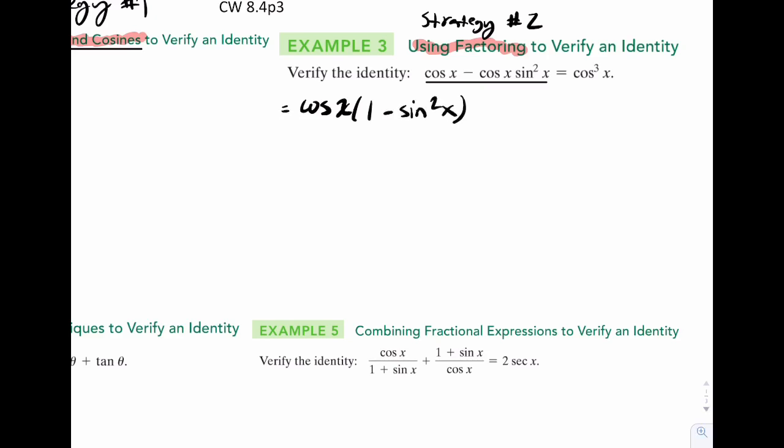Don't forget your equal sign here. And hopefully from last class you recall something. Everyone highlight this right here. 1 minus sine squared, we know what that is. That would be cosine squared x. And now we have cosine cubed x. Let's put a box. Happy face. Good.